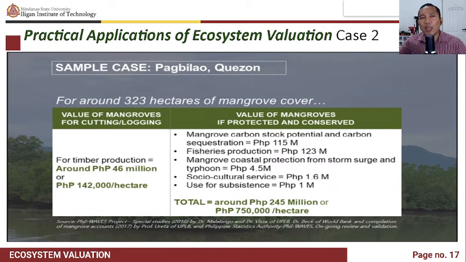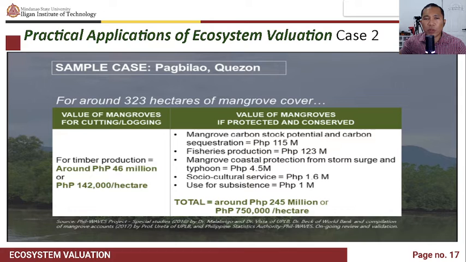The second case would be in Pagbilao, Quezon, for around 323 hectares of mangrove cover. We have here the value of mangroves for cutting and logging. The production is around 46 million, or 142,000 pesos per hectare. And if you look at the value of mangroves if protected and conserved, the carbon stock potential is around 115 million, and the fisheries production is around 123 million pesos.